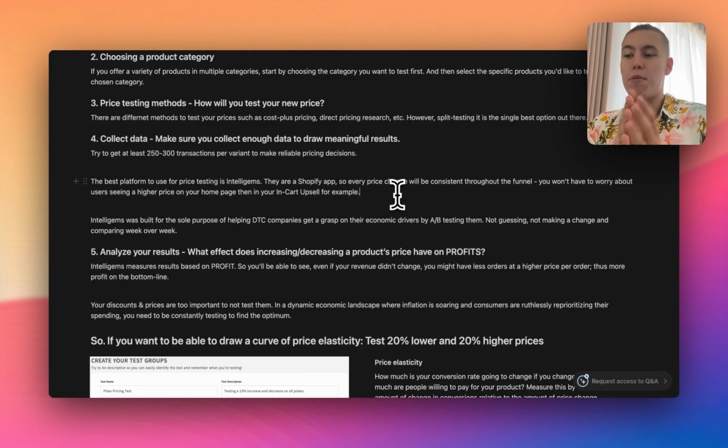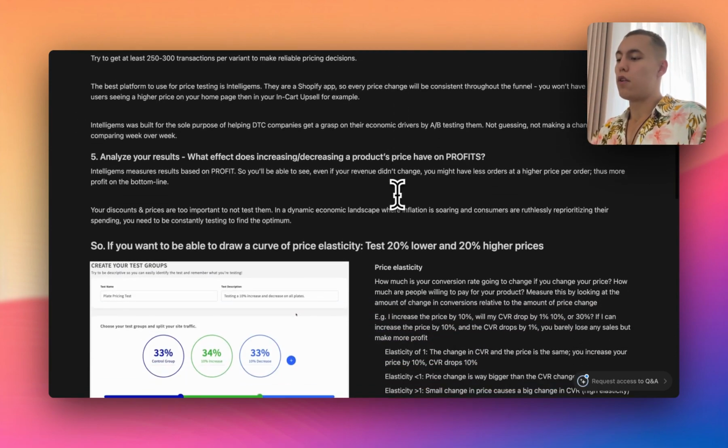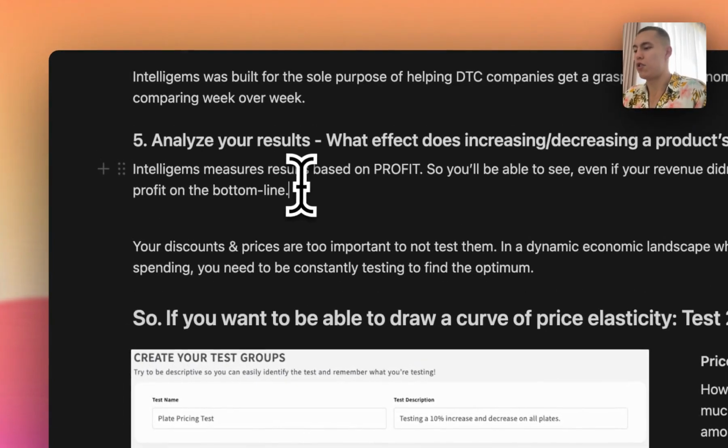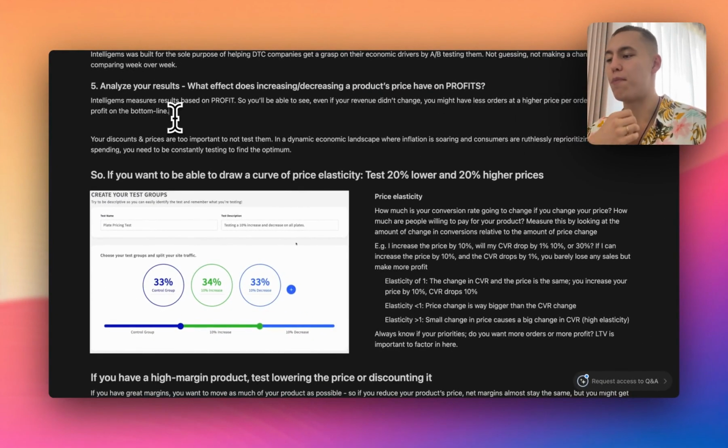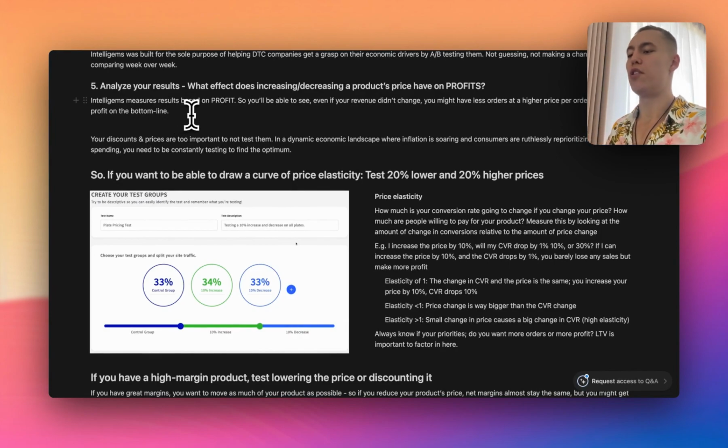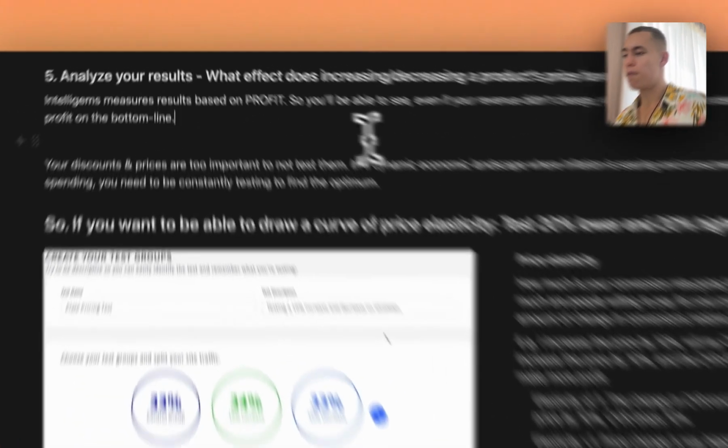after. The simplest way is to get the same traffic at the same time, split it 50-50, and see the difference. So from there, you want to analyze your results. And as I said, IntelliGems measures results based on profit. So you'll be able to see, even if your revenue didn't change or your conversion rate went down, you might have more profit on the bottom line.